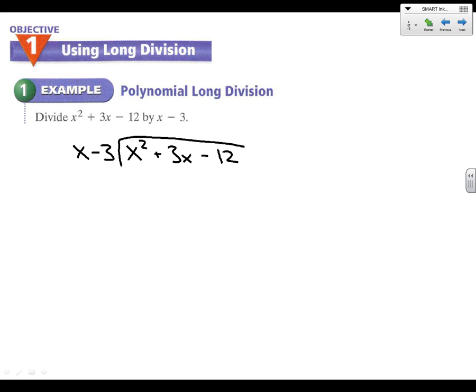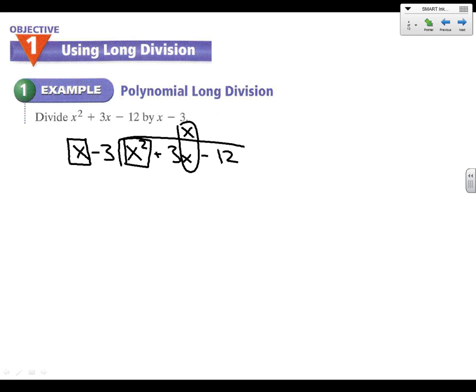All right, so here's what you need to do. We're going to take the leading term, x squared, and divide it by the leading term on the outside in the divisor, the x. So x squared divided by x is just x. Now I'm going to write it right here so that the x's line up. Don't have to do that, but it's helpful just to make sure that you've got every single term.